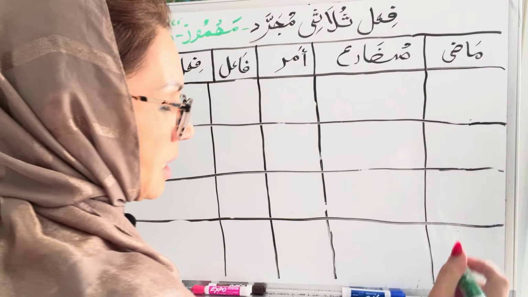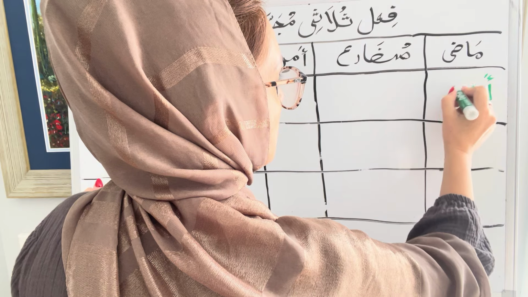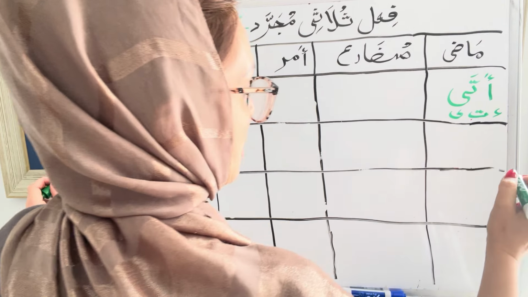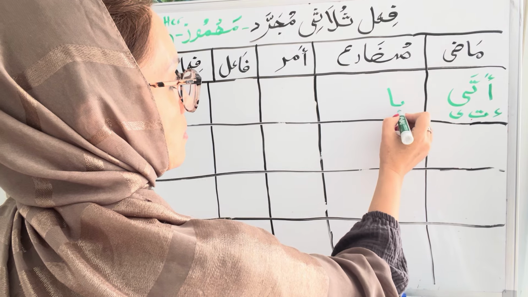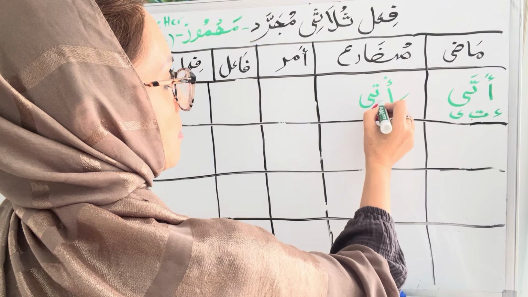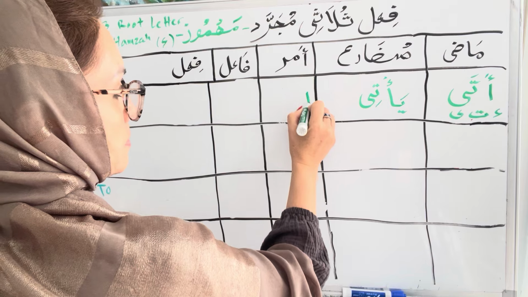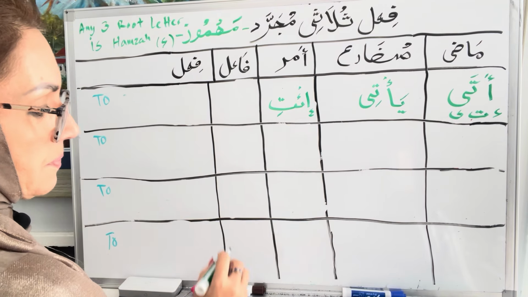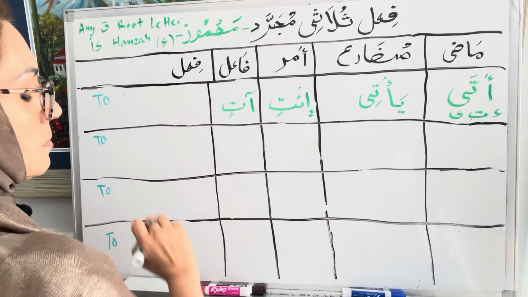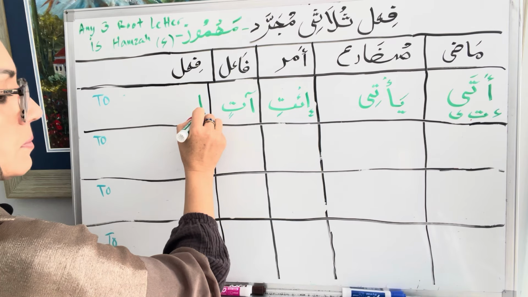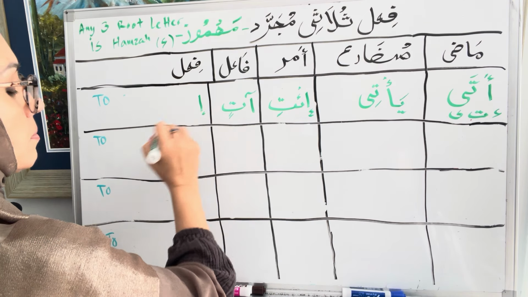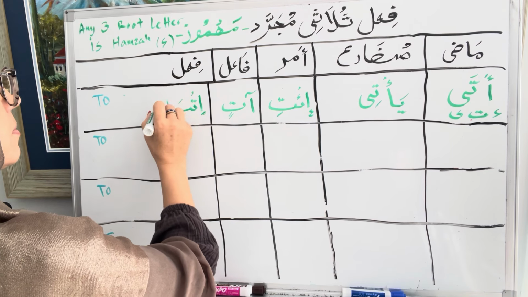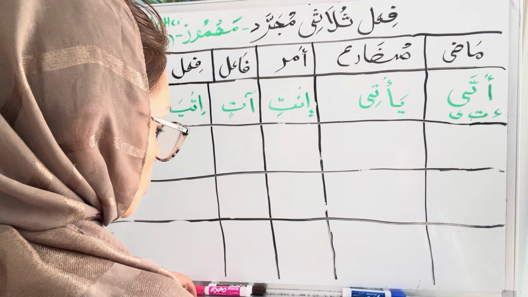Next word is أتى. So it's Hamza, ثانية. أتى يأتي. أتى يأتي ائتي. آت. إتيان. This means to come.